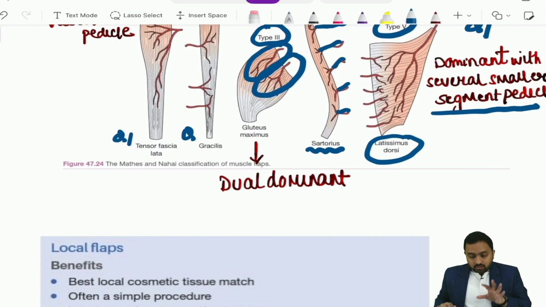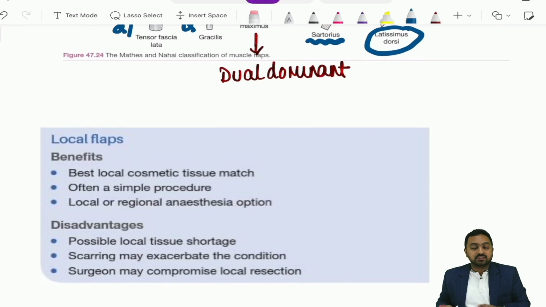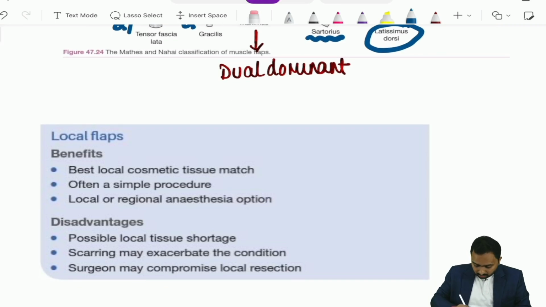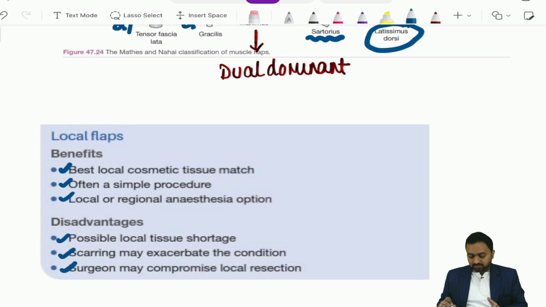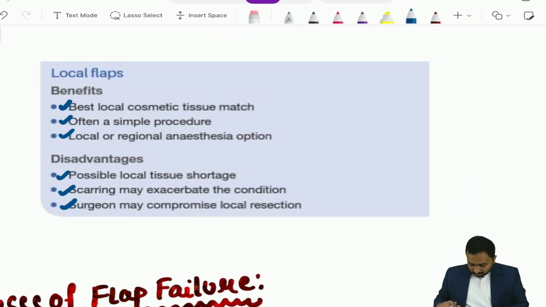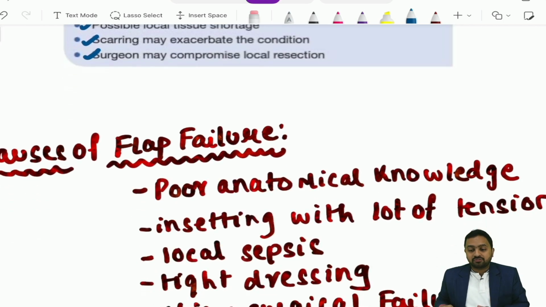Now, what are your advantages and disadvantages of your local flap? Now, benefits include your best cosmetic tissue match. It's usually a simple procedure, and it can be done either in a local or a regional anesthesia. The disadvantages include your tissue shortage, scarring, and the surgeon may compromise the local resection in order to accommodate your local flap. Now, what are your causes of flap failure?